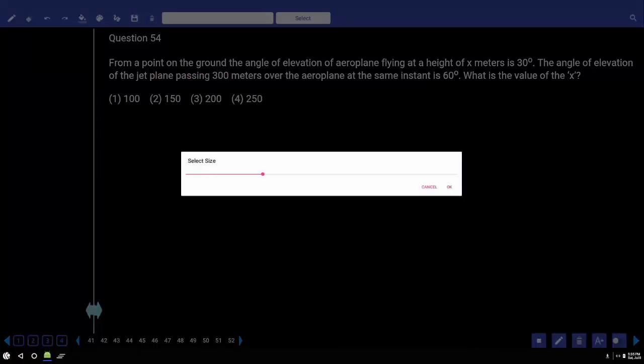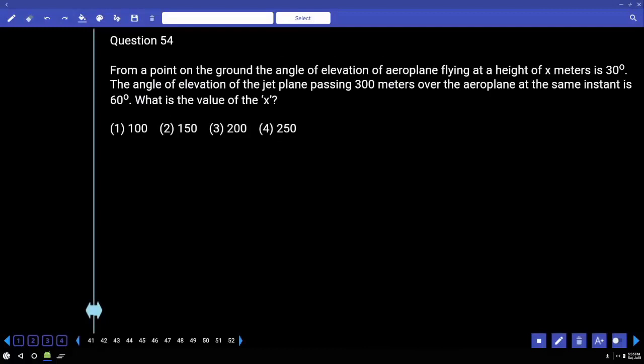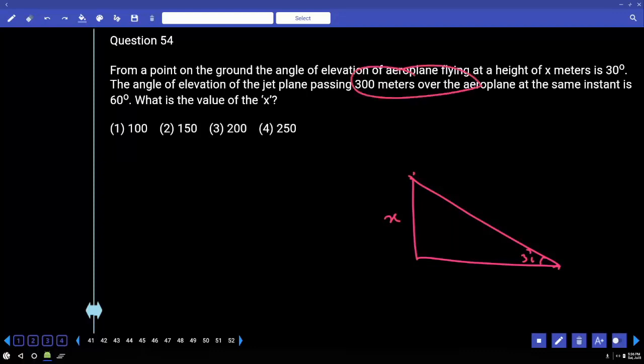Next, from a point on the ground, the angle of elevation of an aeroplane at a height of x meters is 30 degrees. The angle of elevation of the jet plane passing 300 meters above the aeroplane is 60 degrees. Then what is the value of x?